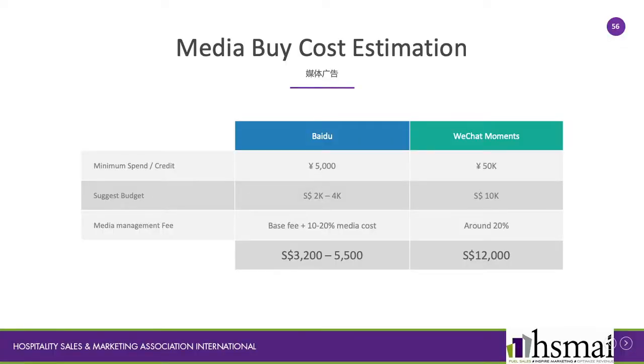Media buy cost, Baidu and WeChat. If you want to run Baidu pay-per-click campaigns, I would budget at least 5,000 RMB to start. And then usually there will be a management fee on top of that for the media agencies to run your campaign. And for WeChat Moments, like I mentioned, it is about 10,000 Singapore dollars to start with. Media agencies usually charge around 20%. Some of them may charge a bit less, you can see.